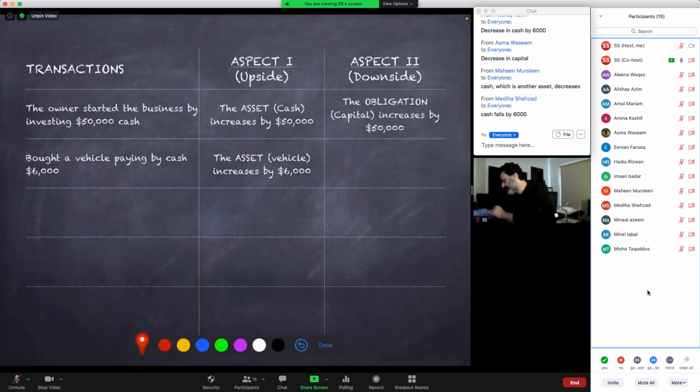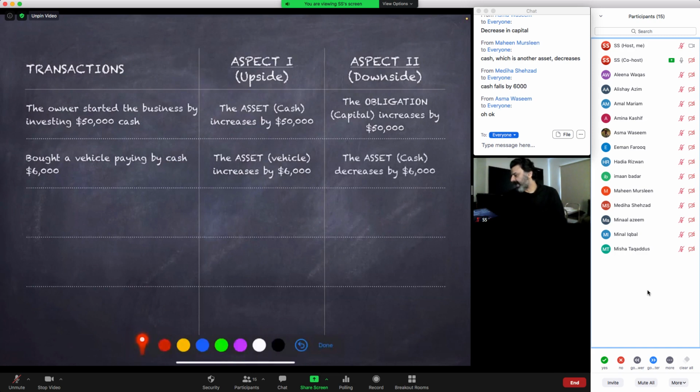Excellent, very good. So the upside is that you are getting a vehicle as an asset, so your asset vehicle is increasing, but at the same time, another asset called cash is falling, right? So that is your downside. The asset cash decreases by $6,000, right? Good.